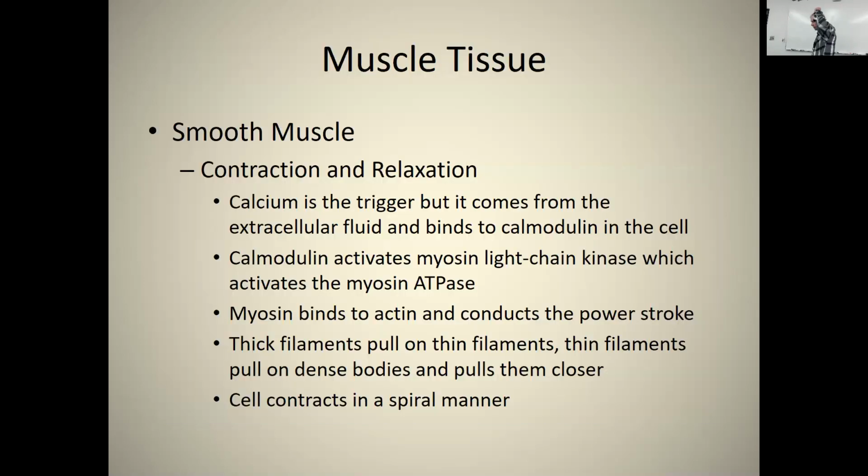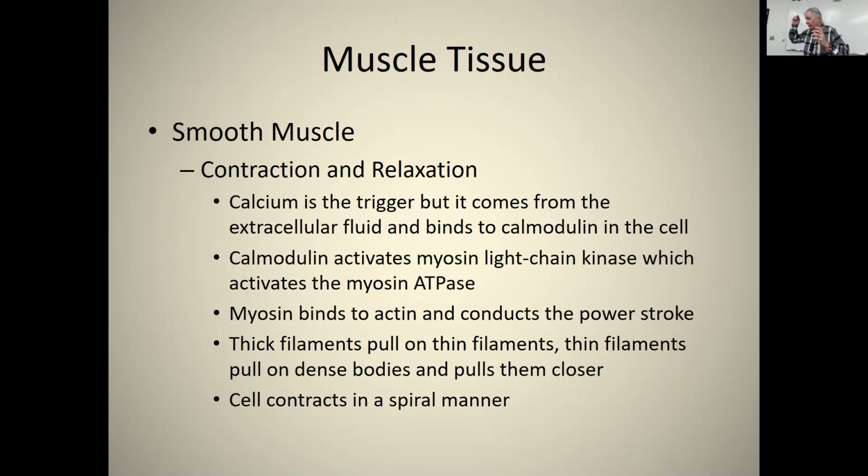Okay, contraction and relaxation. Calcium is a trigger, but it comes from the extracellular fluid and binds to calmodulin in the cell, not troponin. So that's one big difference. Calmodulin activates something called myosin light chain kinase, which activates the myosin ATPase, which breaks down ATP. Myosin binds to actin and conducts the power stroke. So in this way, ATP is directly linked to the power stroke.